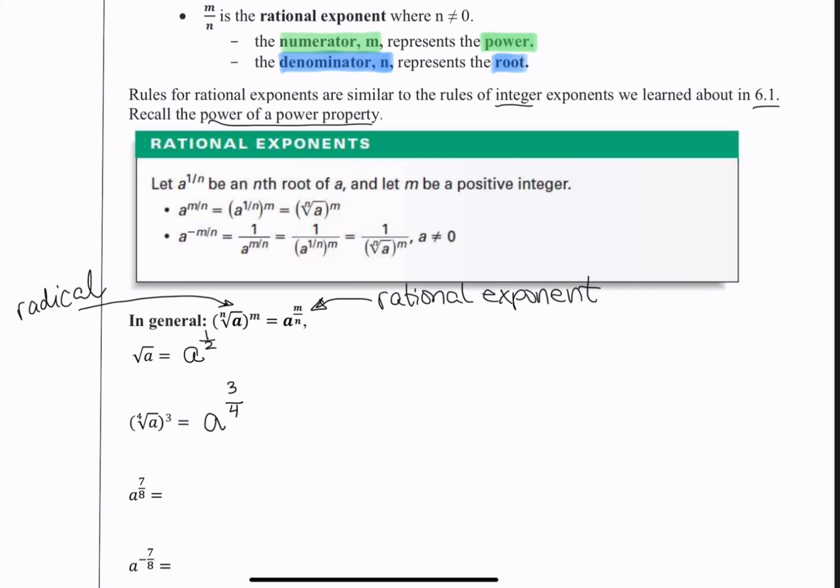Now let's work backwards. Let's take the rational exponent notation and let's turn that into radical notation. Well, again, the denominator of my rational exponent is actually my root. So I know that I'm taking the 8th root of a, and then I'm raising it to a power, and the number in my numerator is my power. So now this gets raised to the 7th power.